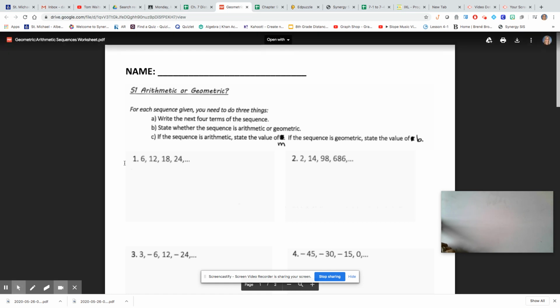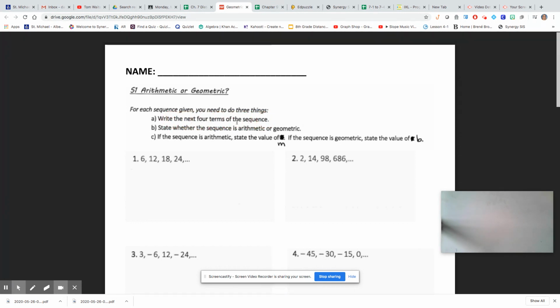Right, so I'm going to help you today with a geometric sequence worksheet. These first couple questions say to write the next four terms of the sequence, state whether the sequence is arithmetic or geometric. If it's arithmetic, state the value of m. If it's geometric, state the value of b.